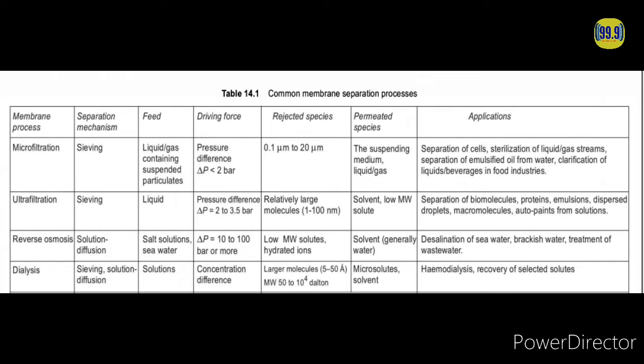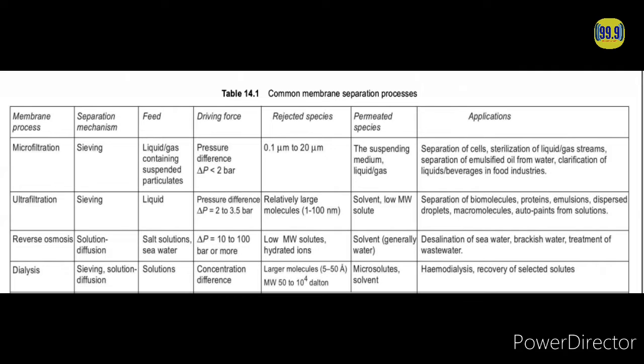So let's discuss the common membrane separation processes. This table contains membrane process, separation mechanism, feed, driving force, rejected species, permeate species and its application. So the first membrane process is microfiltration. The separation mechanism for that is sieving. Feed is liquid or gas containing suspended particles and the driving force for it is pressure difference, that is delta P is smaller than 2 bar.